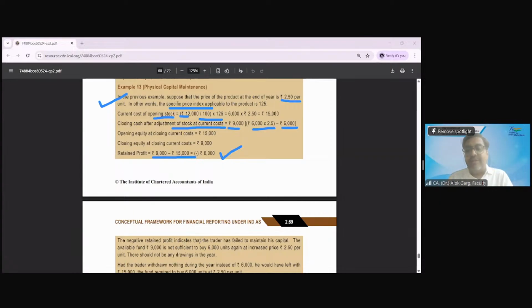So the negative retained profit indicates that the trader has failed to maintain his capital. The available fund of 9,000 is not sufficient to buy 6,000 units again at increased prices of rupees 2.5 per unit. There should not be any drawings in the year. Right? ये आपको मुझे लगता है क्लियर हुआ नहीं है. आपको क्लियर हुआ या नहीं हुआ? Yes, sir. Please explain this 9,000 once again.